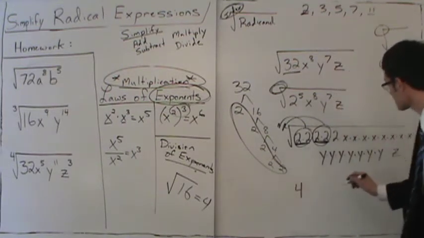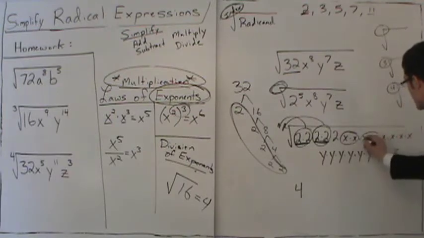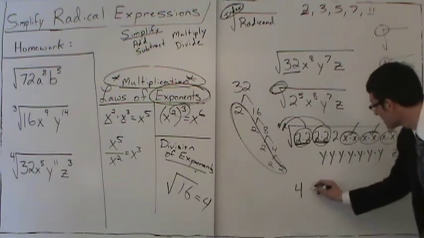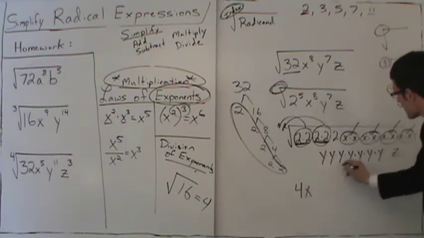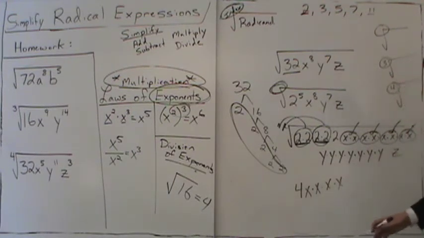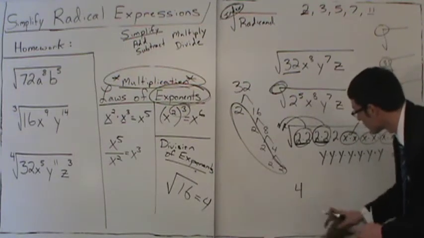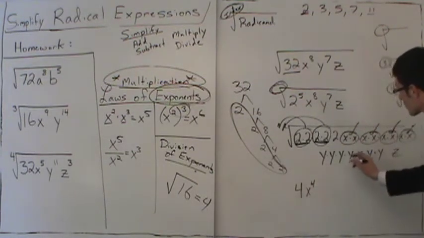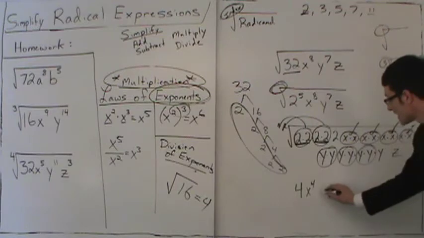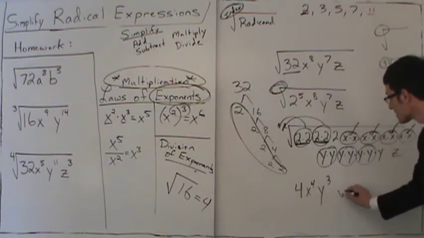4. Now we have a pair of x's, a pair of x's, a pair of x's, and a pair of x's. Each pair becomes an x on the outside. So we have an x for the first pair, an x for the second pair, an x for the third pair, and an x for the fourth pair, which gives 4 x's. Multiply these together, we get x to the 4th. Circling pairs of y, 1, 2, 3 pairs is y, y, y giving y to the 3rd. And what's left under the square root?